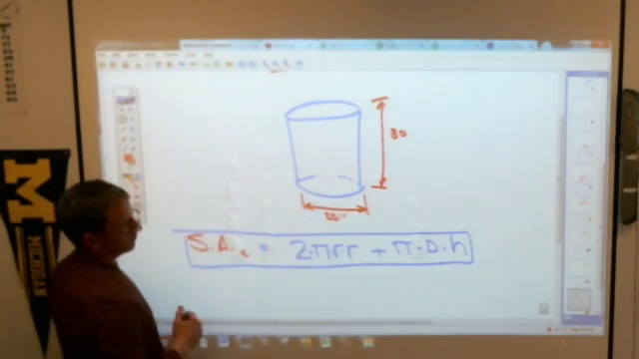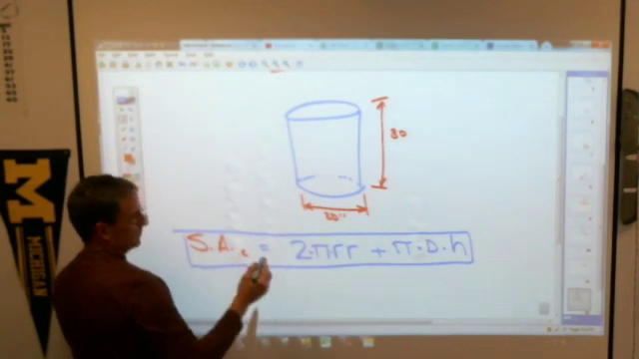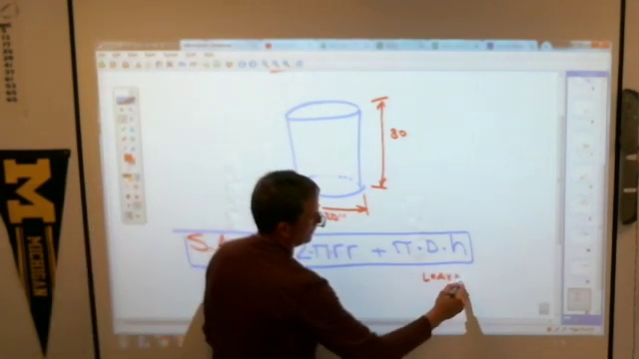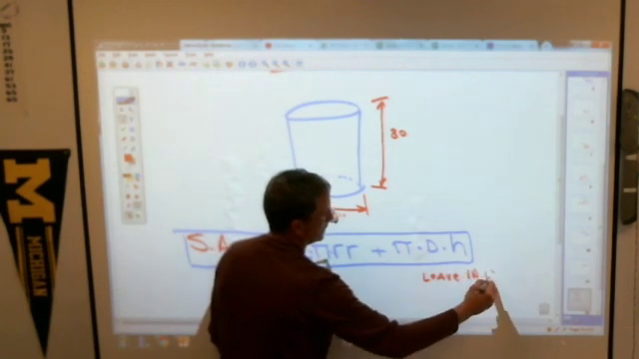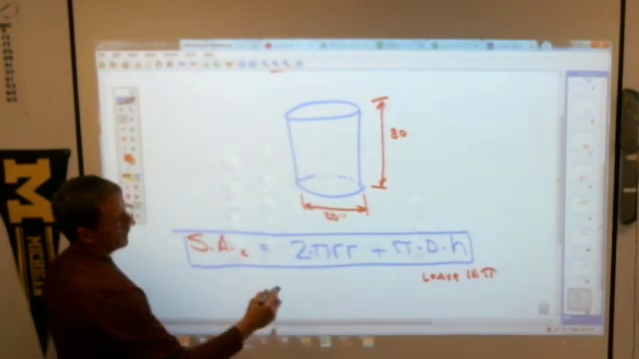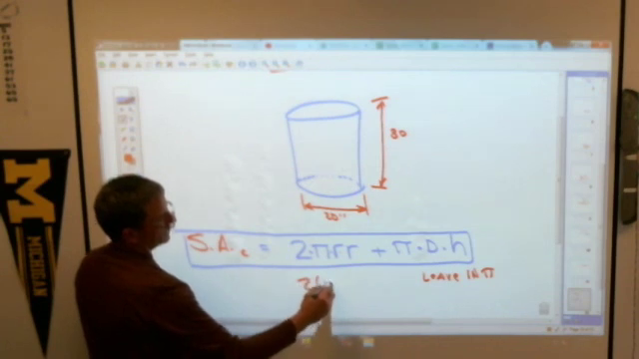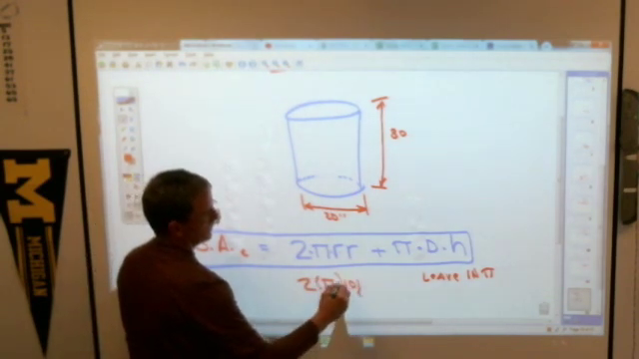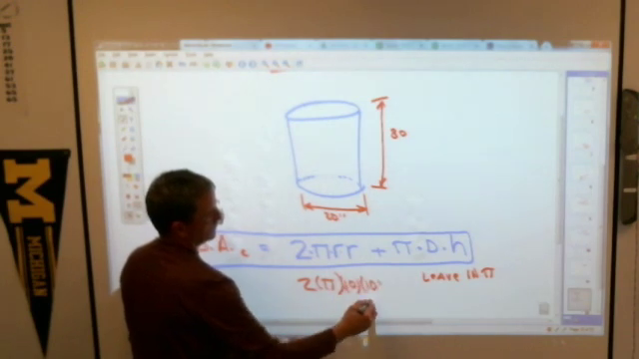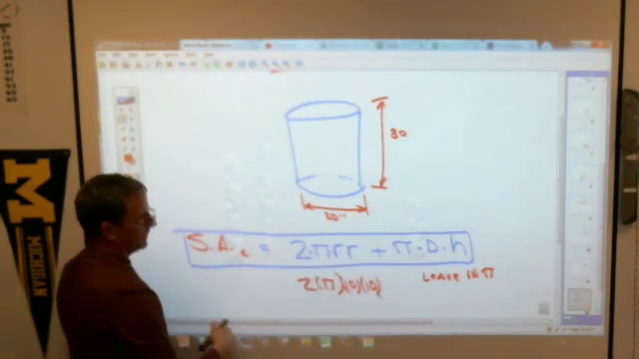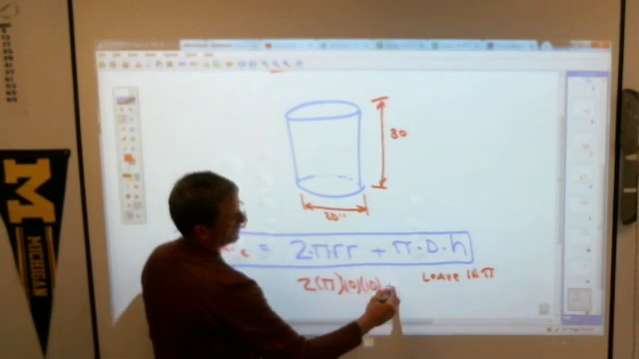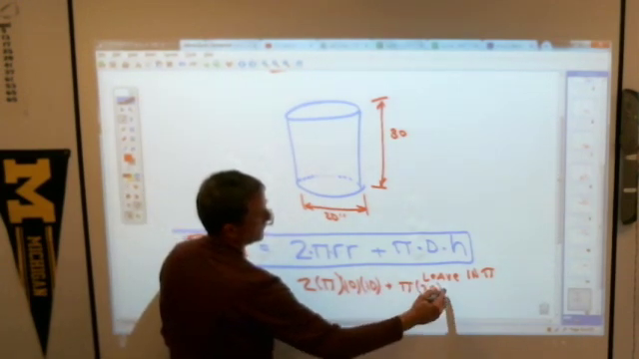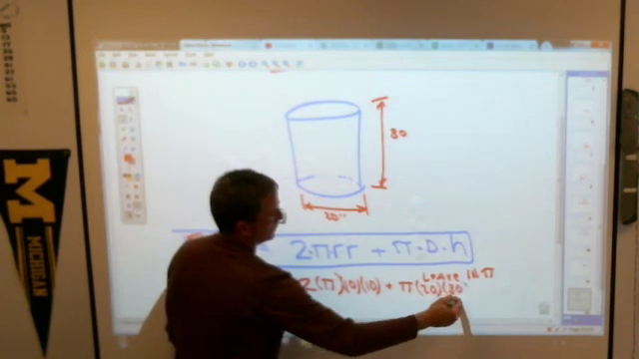Which means you would just make it look like this. Let's leave it in terms of pi, shall we? Yes. That should make your life so much better. Leave in pi. So it'd be 2 times pi. What is the radius? Somebody? Right? Half of the diameter. Plus pi, what's the diameter? 20, thank you very much, times the height, which is 30.